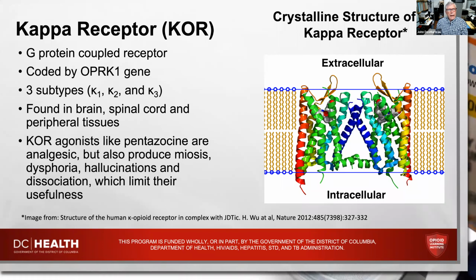Kappa agonists like pentazocine, Talwin, are analgesic, and they produce meiosis and dysphoria and hallucinations and dissociation. And to be honest with you, we tried them years ago. They're not very useful, certainly weren't useful in anesthesia. Because basically when we tried them, the people would go off the deep end. And this was us giving them IV, so it was immediate.